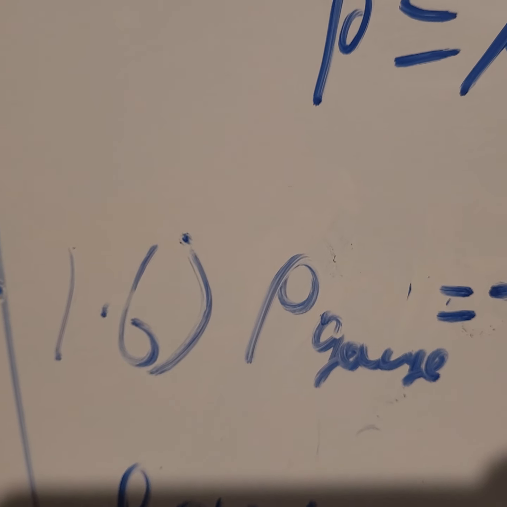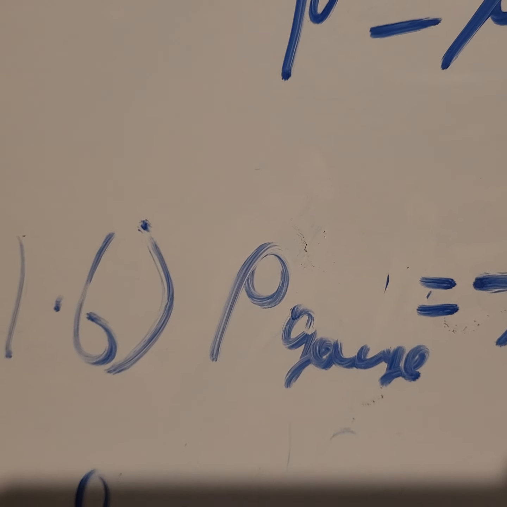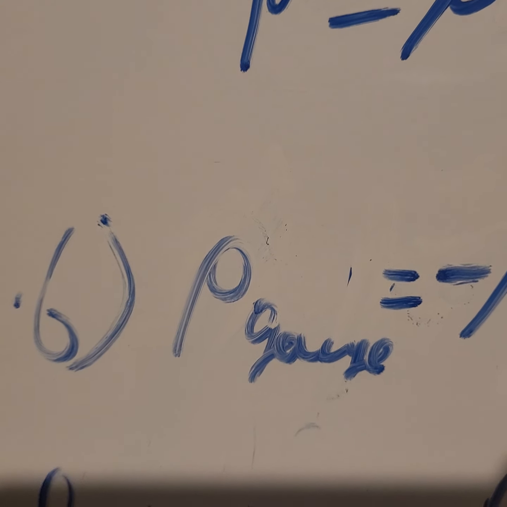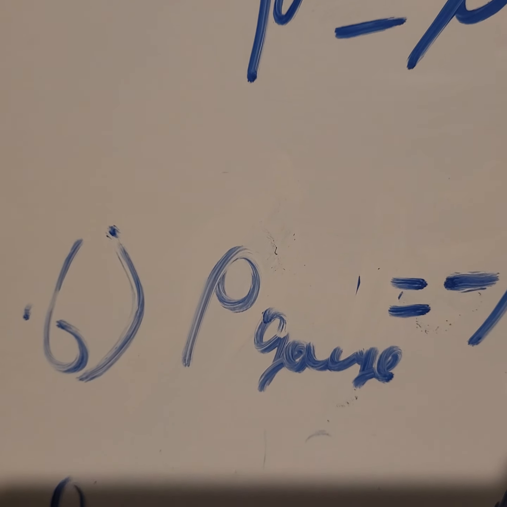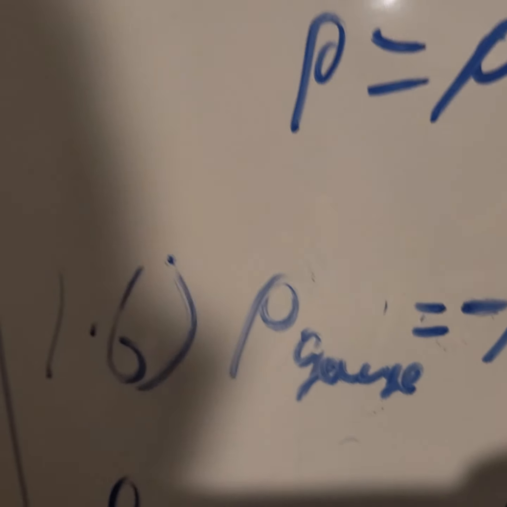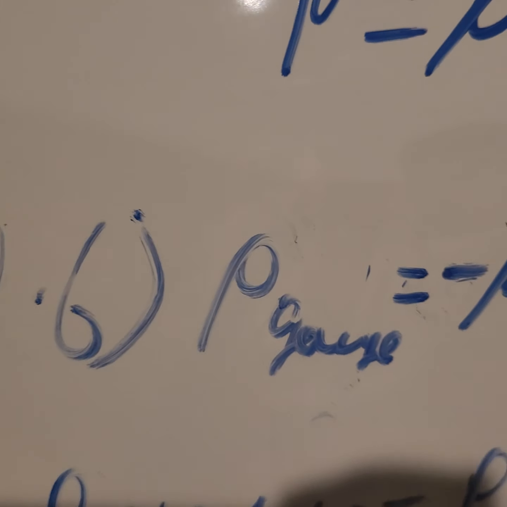So the gauge value for the velocity would be whatever the car speedometer says, but the absolute value would actually be a lot greater than that. It depends on how fast the Earth's rotating, how fast it's going through space, and everything like that. So that might give you an idea for how to solve this question.